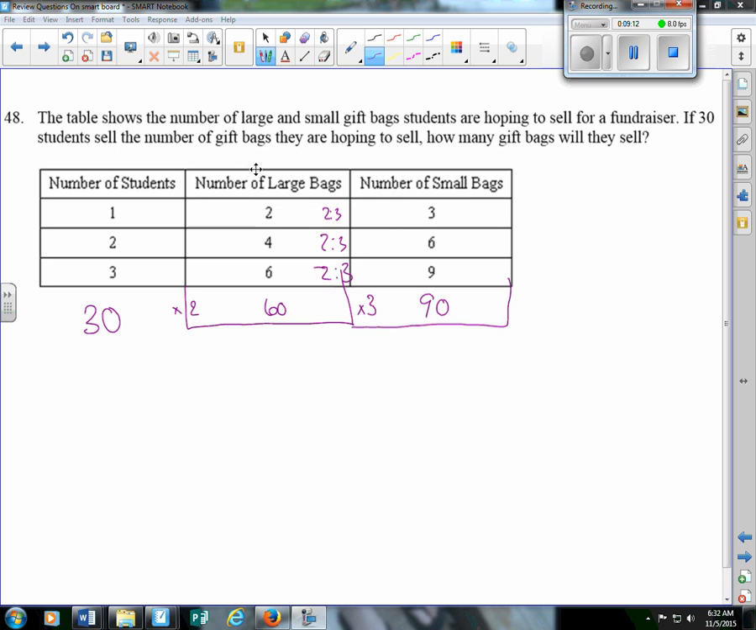So if we're answering the question, how many gift bags will they sell? Well, 60 plus 90 equals 150 gift bags.